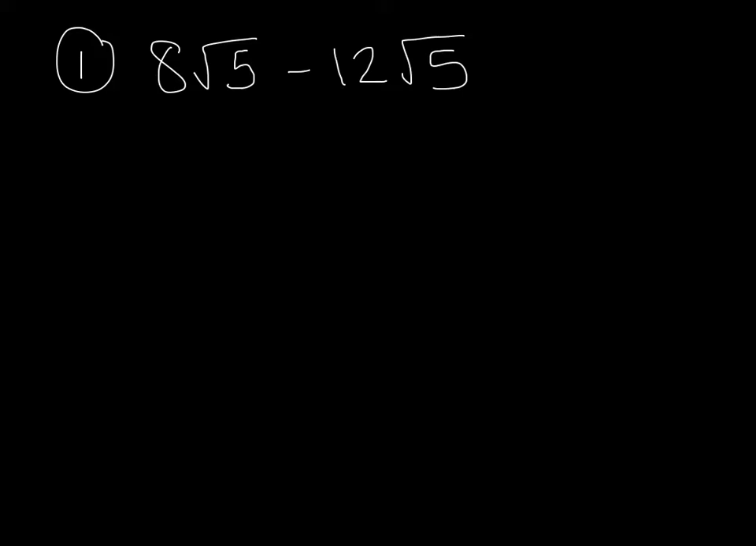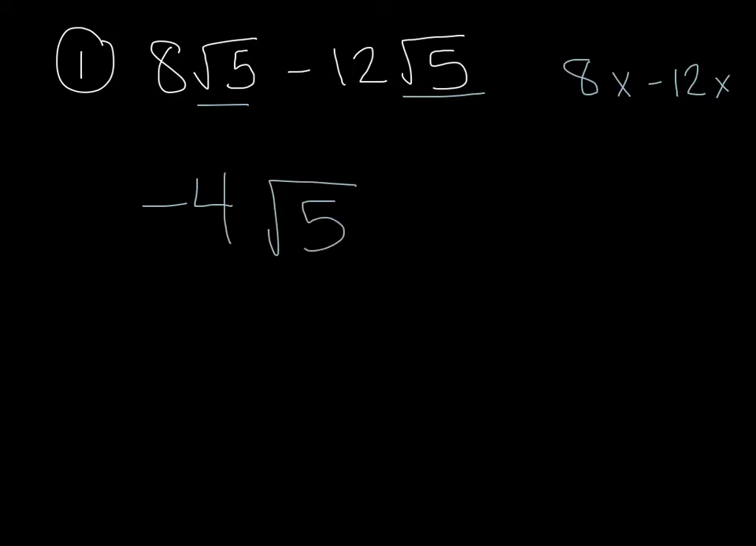You have 8 square root of 5 minus 12 square root of 5. Well, since they have the same base, they both have the square root of 5, you can put them together. So this is like taking 8x minus 12x. Okay, I'll put that to the side. That's the same thing as what we're doing here, just the x is now a square root of 5. So 8 minus 12 is negative 4 square root of 5. You can only add and subtract if they are the same. So if that was square root of 5 and square root of 3, you couldn't put them together.